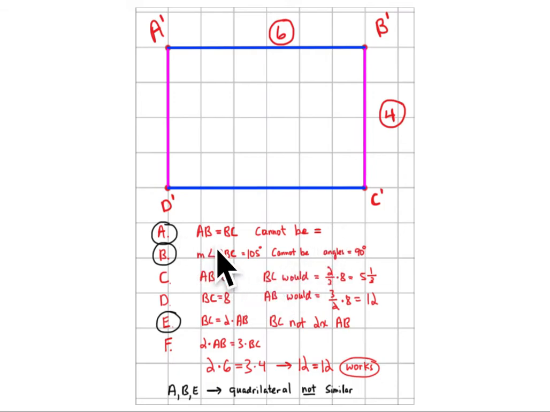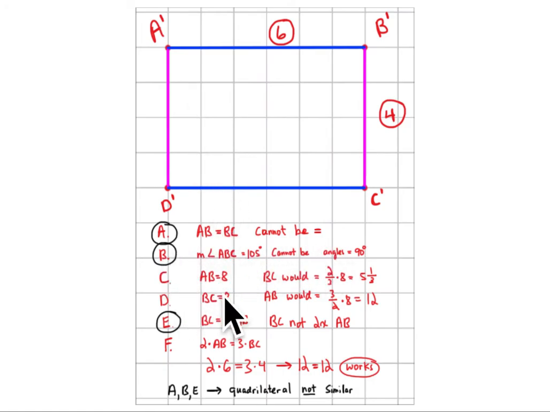All right, so if you have AB equal to BC, can you have that and have a similar rectangle to this? Well, you cannot. AB has a length of 6 units, BC has a length of 4 units, so they are not equal to each other. If you have them equal to each other in some other rectangle, actually it would be a square if they're 90 degrees. So anyway, A cannot be similar. B, what if you have a measure of angle ABC? So this angle right here, ABC, is equal to 105 degrees. Well, in a rectangle, all the angles measure 90 degrees, so that cannot be similar.